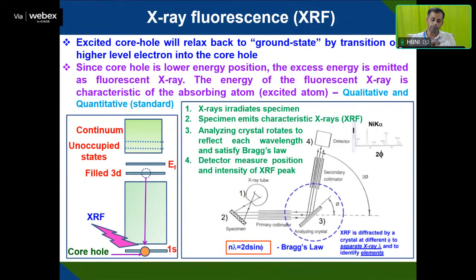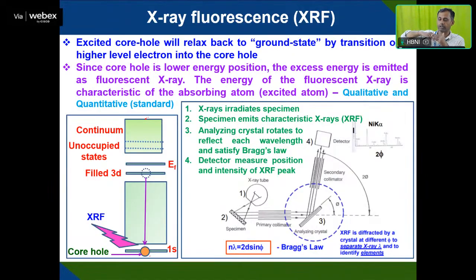In X-ray absorption spectroscopy, your core electron is migrating towards the continuum. But in X-ray fluorescence spectroscopy, the core electron will go to a higher energy state, the unfilled 3d orbital or somewhere, and then once it goes to the excited state, it will bounce back to the ground state. At that time the emission will occur. So the excited core electron will relax back to the ground state by transition of a higher level electron into the core level. That means once the core electron is excited, from there it can relax back to the ground state.